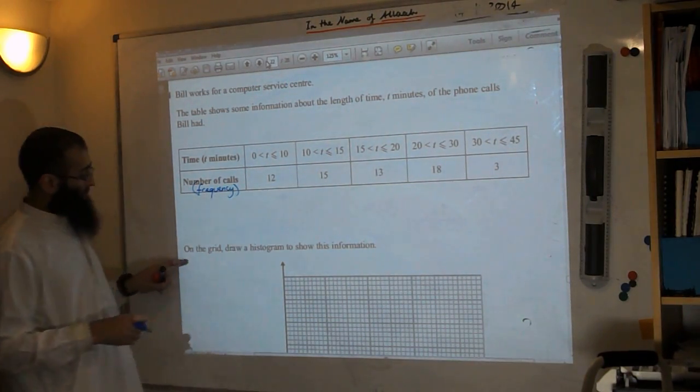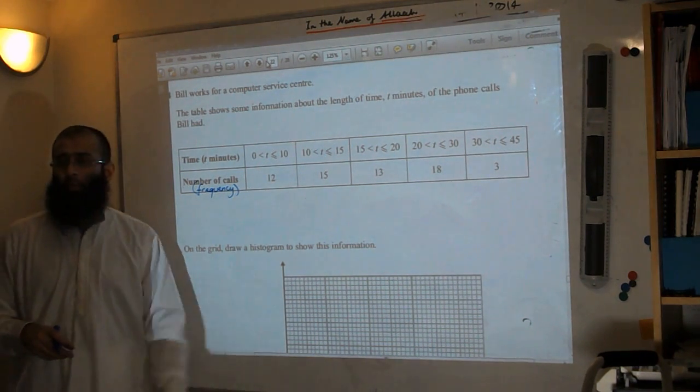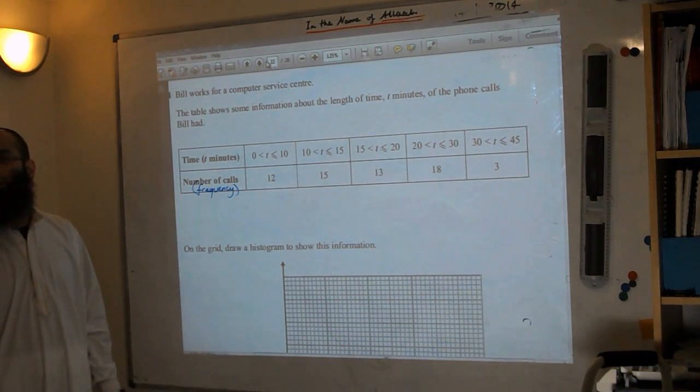Right. We need to draw a histogram. Histograms need which formula?